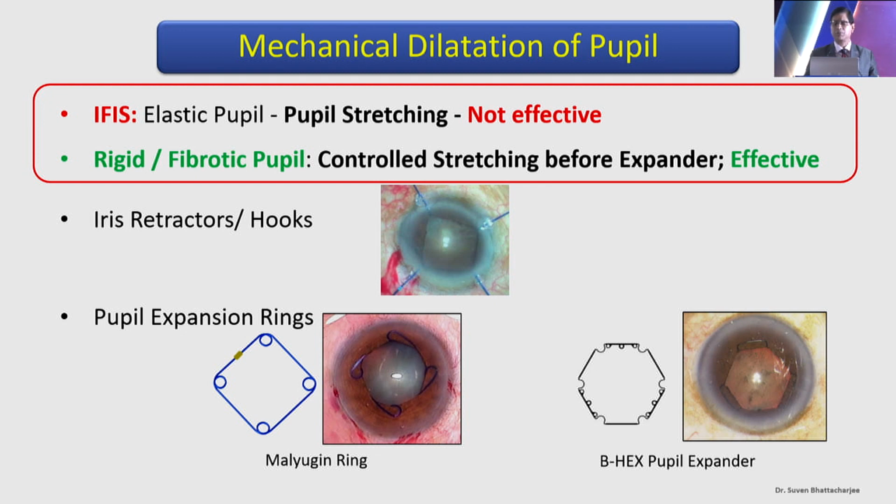If you have a rigid fibrotic pupil, yes, it's effective to facilitate use of a device, or if you think that stretch is good enough and this pupil is not going to come down, so pretty good, go ahead. So we have iris hooks and retractors we've been using for a very long time, and we have the pupil rings like the Mulligan ring or the BX pupil expander now.